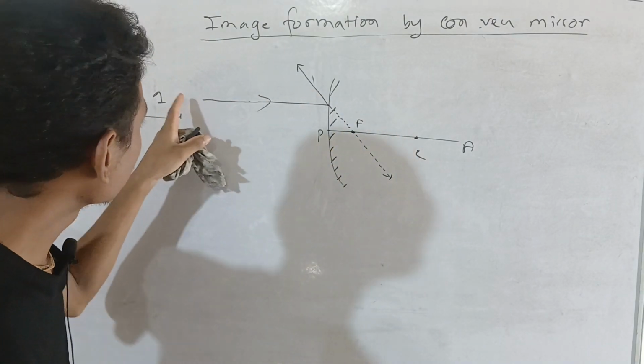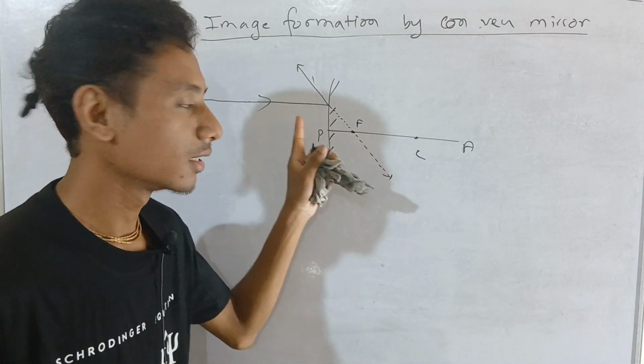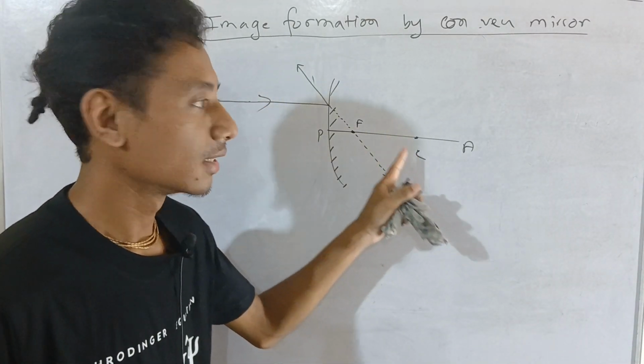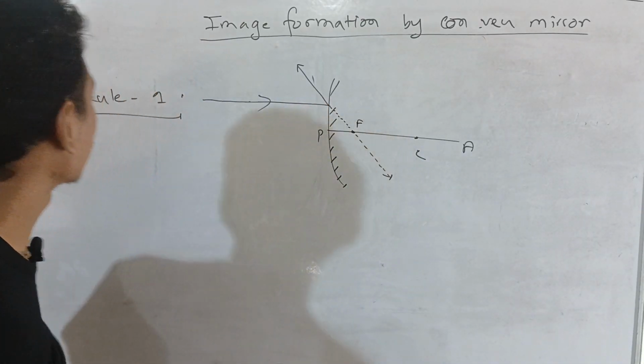So rule number 1: any incident ray parallel to the principal axis, then the reflected ray always passes through the focus point. This is rule number one.